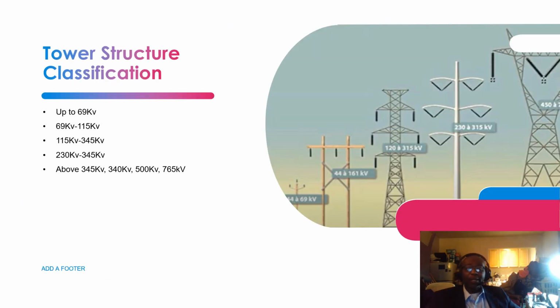Next is a typical tower structure classification. These towers are designed and installed based on voltage. Up to 69 kV, you can have this type of tower structure. They call them tangent type tower structures. It forms like a triangle. Then from 69 kV to 115 kV, you can have this type of tower structure. Then from 115 kV to 345 kV, you can have this type of tower structure.